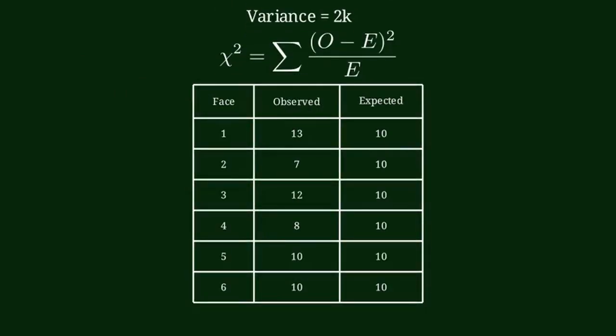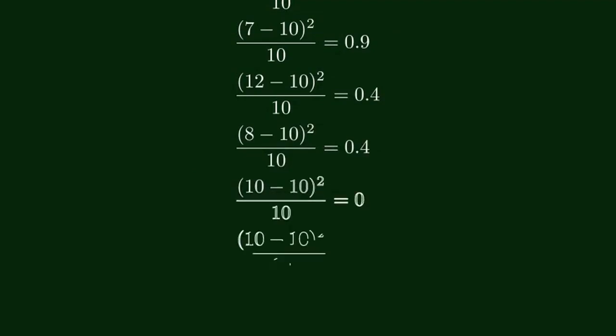Now compute each piece. For face 1, we get 0.9. For face 2, we get 0.9. For face 3, we get 0.4. For face 4, we get 0.4. For faces 5 and 6, we get 0. Add them up, and the chi-square value is 2.6.